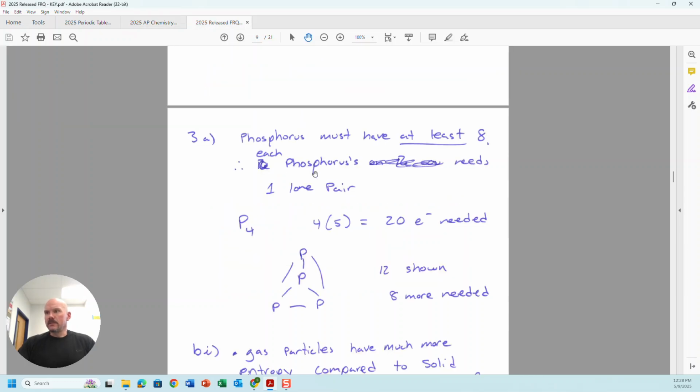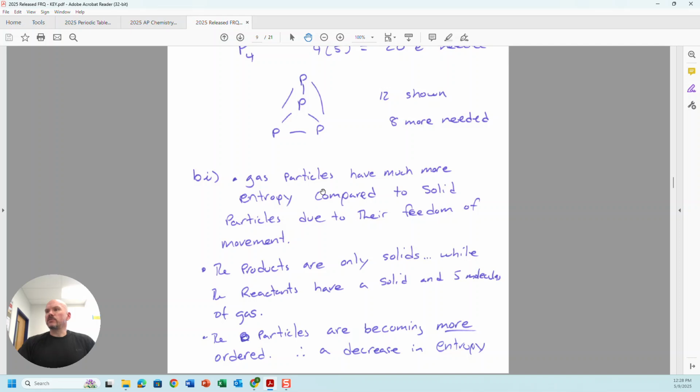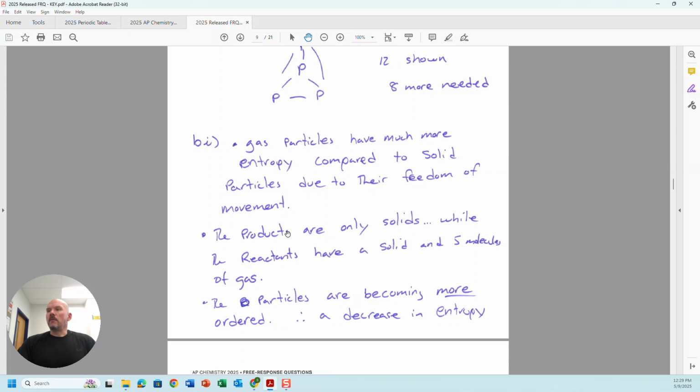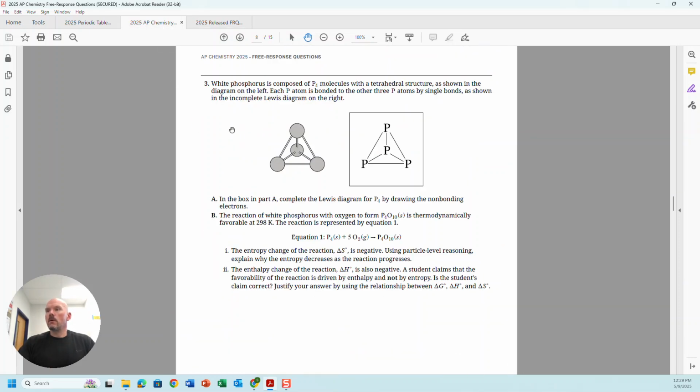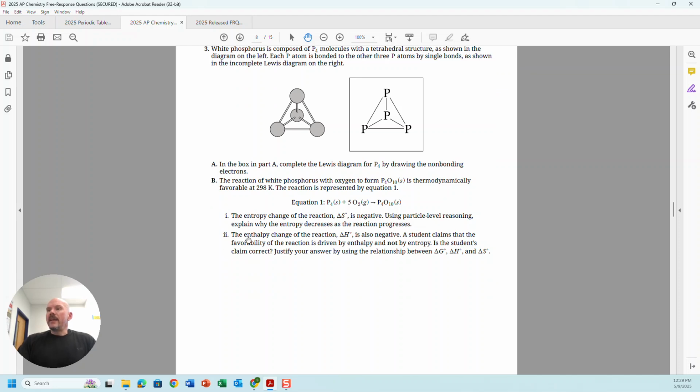So let's see what I wrote here. Gas particles have much more entropy compared to solid particles due to their freedom of movement. The products are only solids, while the reactants have a solid and 5 particles of gas. The particles are becoming more ordered as the reaction proceeds, so less disordered. Therefore, it's a decrease in entropy. Okay. All right. And then it says the enthalpy change for the reaction is negative.